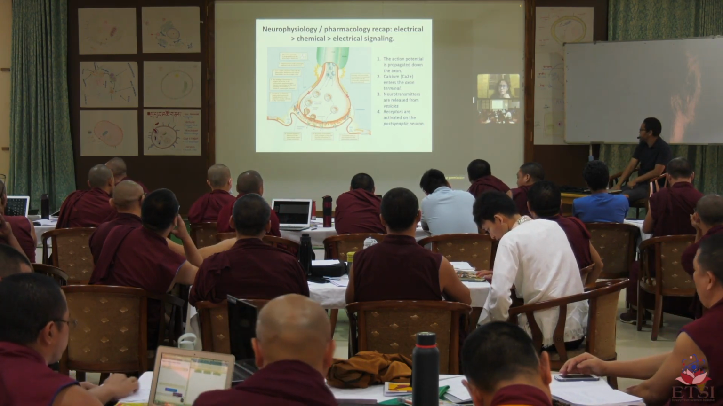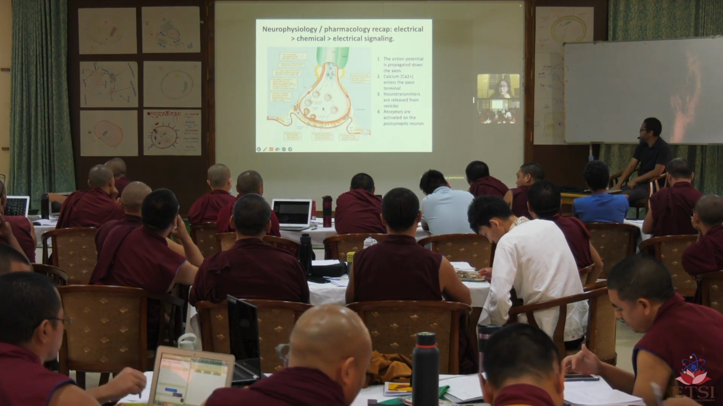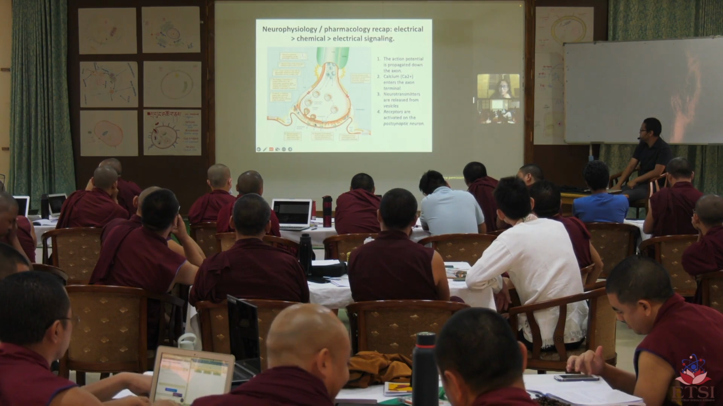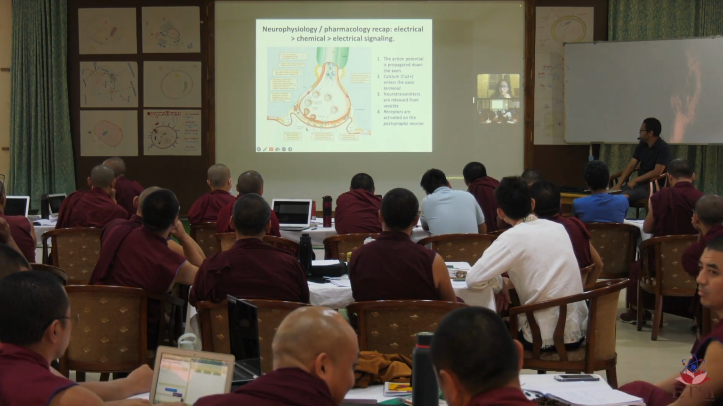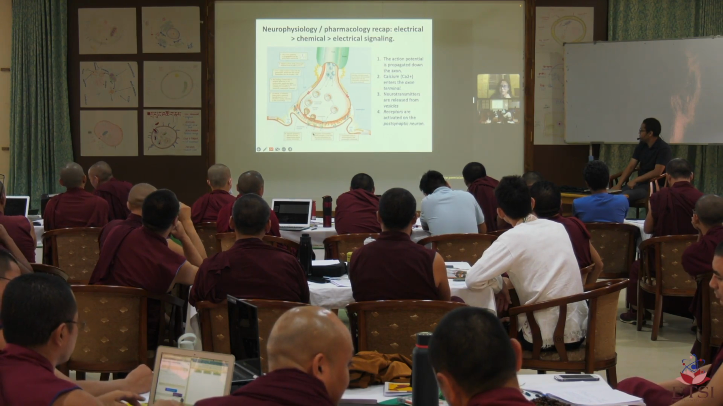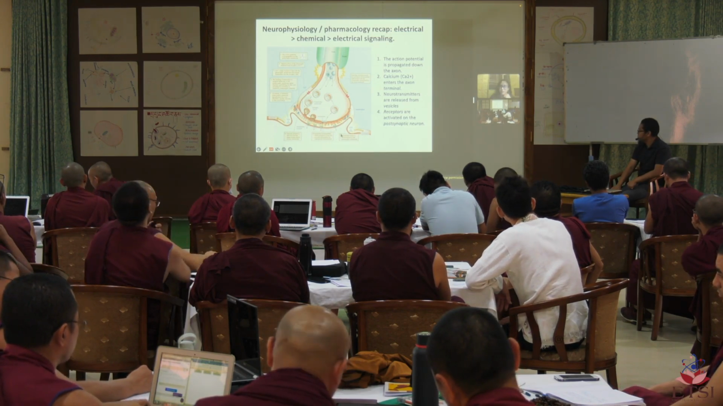Yeah, so electrical signal comes down the axon, it turns into a chemical signal with neurotransmitter release, and it turns back into an electrical signal when the neurotransmitter binds to the receptor and allows ions to come into the cell.